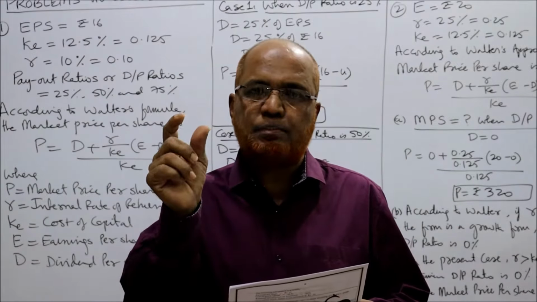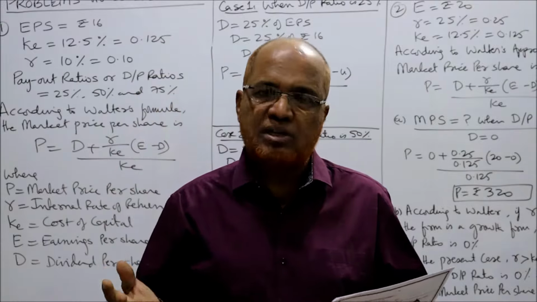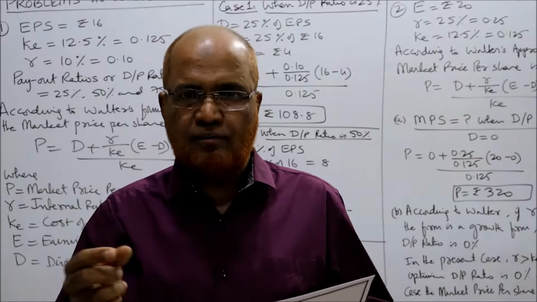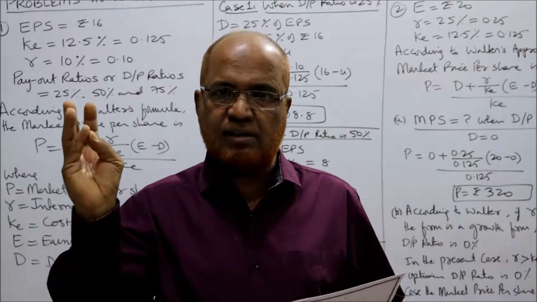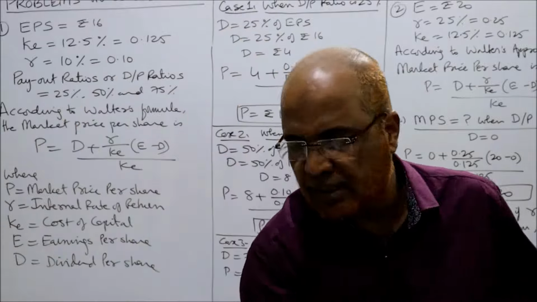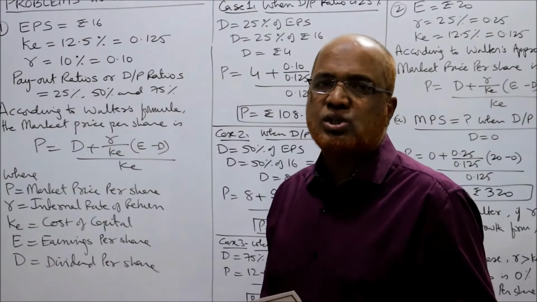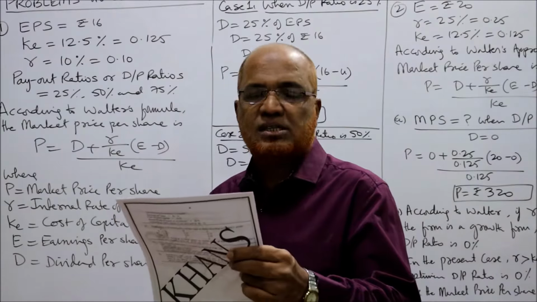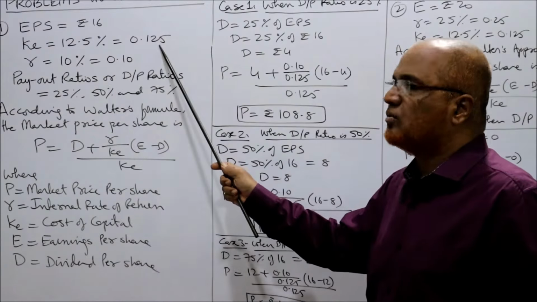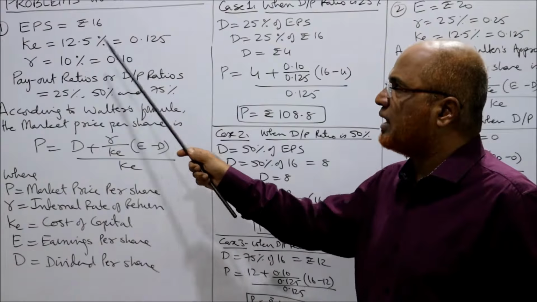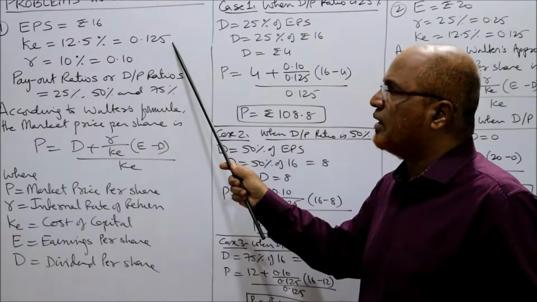Where the market price per share is higher, there the wealth of shareholders will get maximized. In other words, we have to find out in which option we will have the highest market price per share. In this problem, EPS, earnings per share, is given, that is 16 rupees. KE stands for cost of capital. The market rate of discount applicable to the company is 12.5%. 12.5% means 0.125. This is in percentage; to bring it to a fraction, 12.5 divided by 100 gives 0.125.